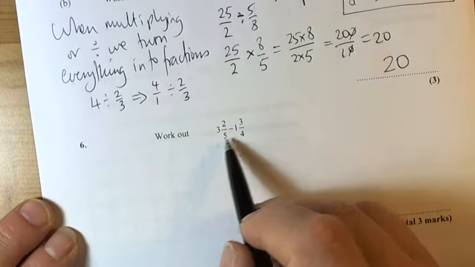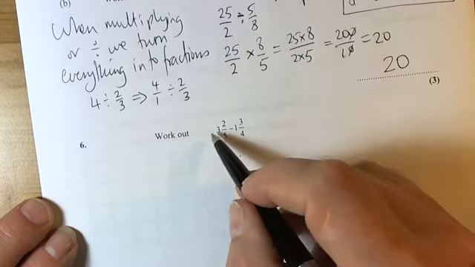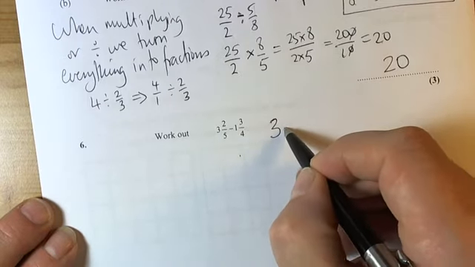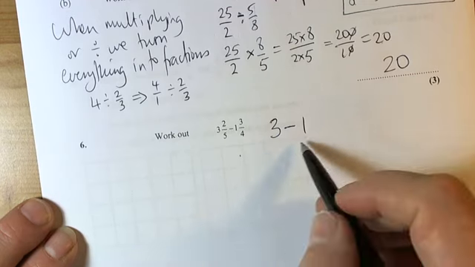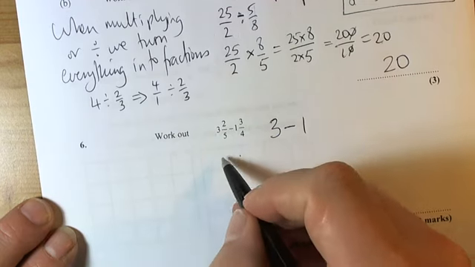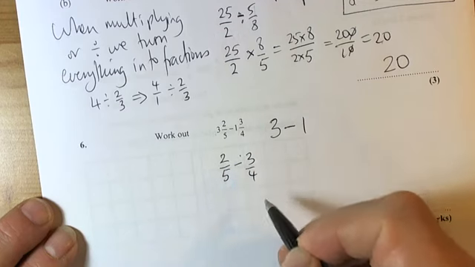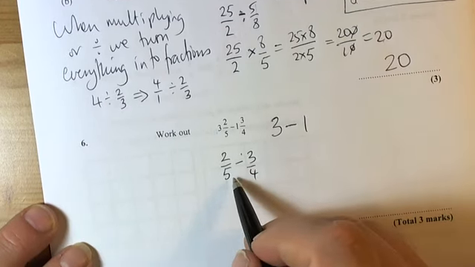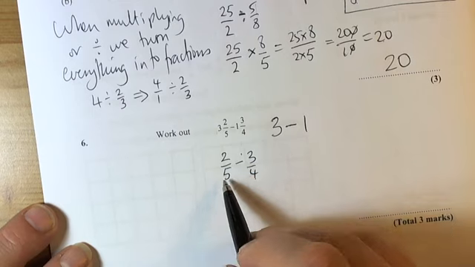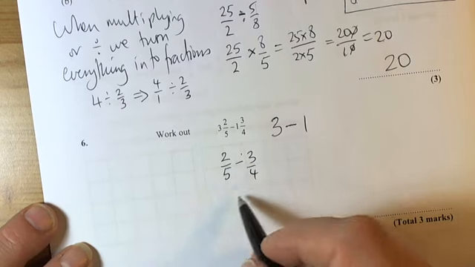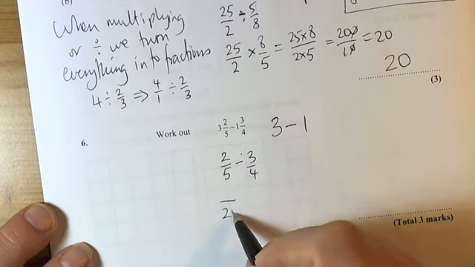Another example of a subtraction sum. When you're subtracting with mixed numbers, as I say, easier just to do the whole number parts first, so 3 take away 1, and then deal with the fraction parts. So 2/5 take away 3/4. We need a common multiple, a common denominator, so the lowest common multiple will be 20. So we're going to turn these into 20ths.